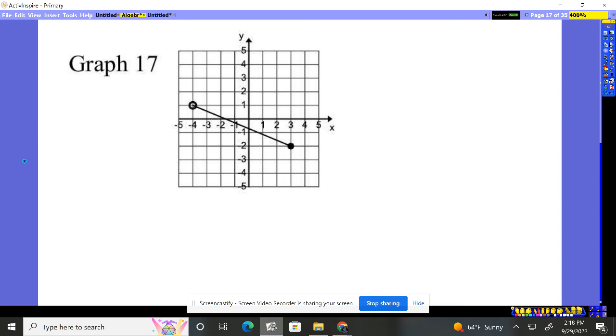Right, graph 17. We want to know the domain and range of this. Okay, so let's talk domain. Let's deal with the domain. The domain, which x's have values? When I'm here at -5, it has no value.